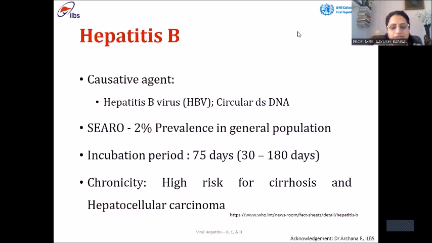Chronicity may carry a high risk of cirrhosis and hepatocellular carcinoma. Okay, what is cirrhosis or carcinoma? Cirrhosis is scarring of the liver. Scarring means fibrosis of the liver caused by long-term or permanent liver damage. And hepatocellular carcinoma is the most common type of primary liver cancer, most often found in people with hepatitis B and hepatitis C.